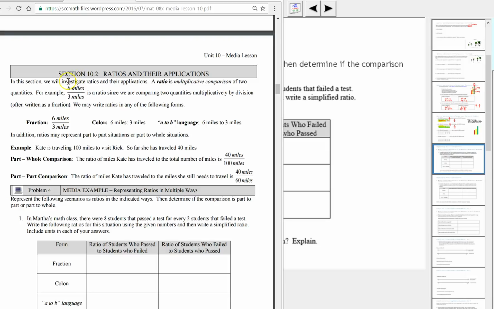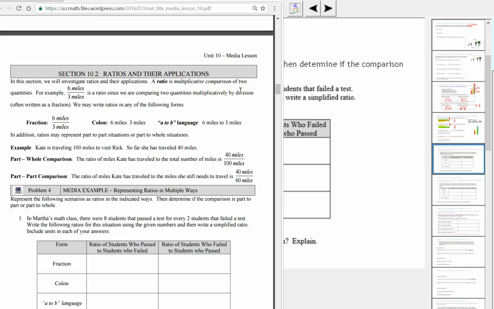In this video, we're going to look at section 10.2, ratios and their applications. Okay, so here we define what a ratio is, a multiplicative comparison of two quantities. Okay, we compare the quantities multiplicatively by division.